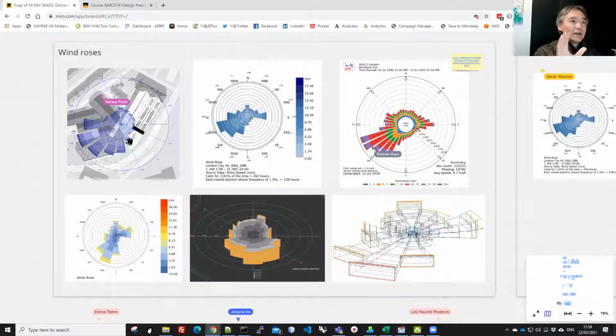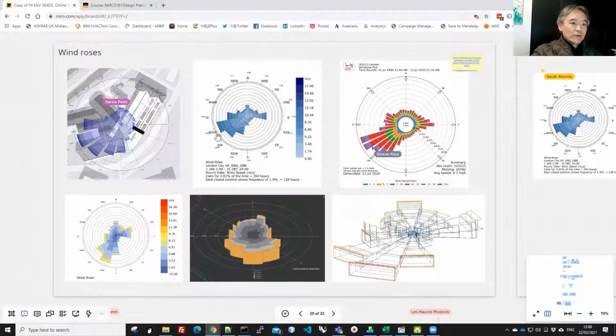So you can very safely overlay the sun path over your building, because that will be strictly applicable to your particular location. But weather data is kind of different, right?